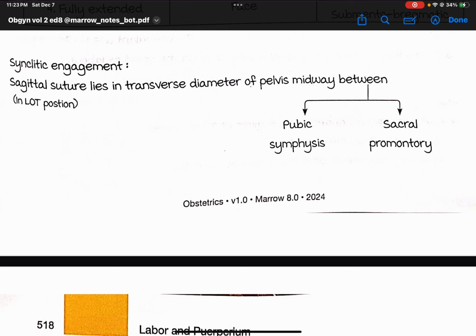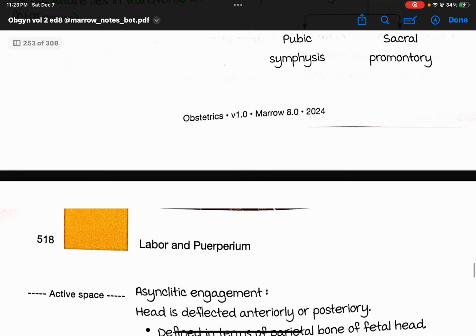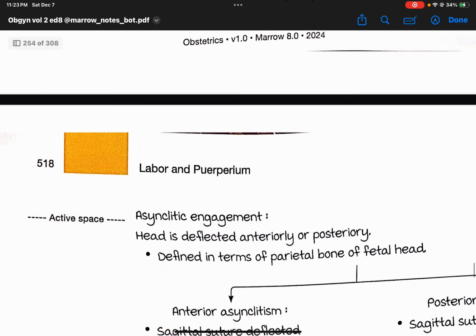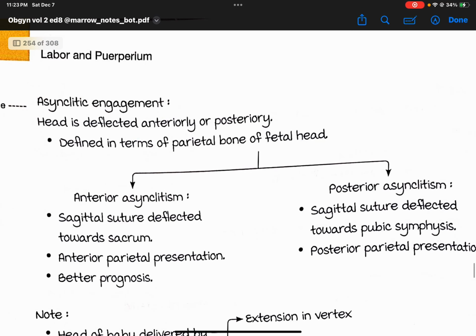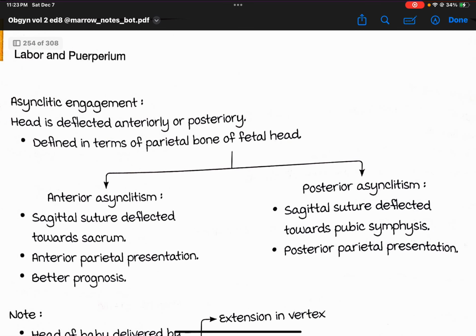Synclitic engagement: sagittal suture lies in transverse diameter of pelvis, midway between pubic symphysis and sacral promontory, in LOT position. Asynclitic engagement: head is deflected anteriorly or posteriorly. Defined in terms of parietal bone of fetal head.